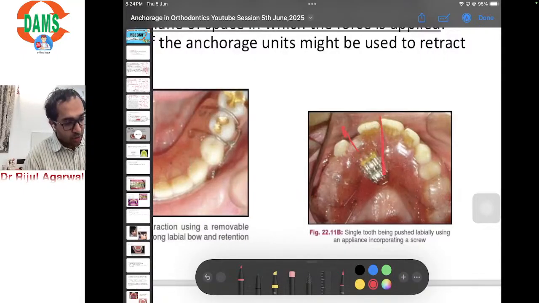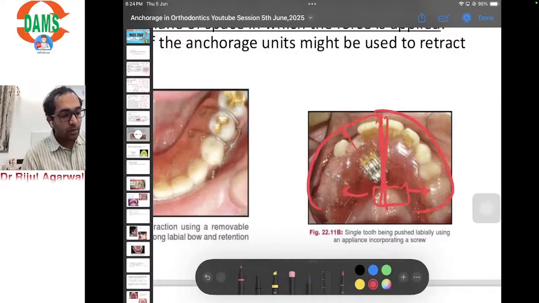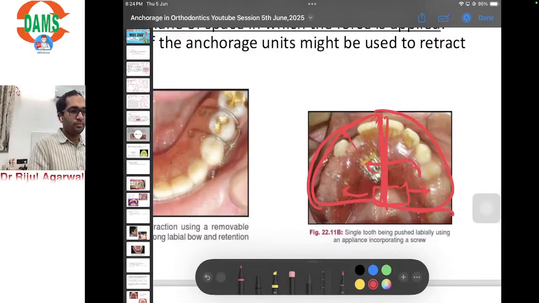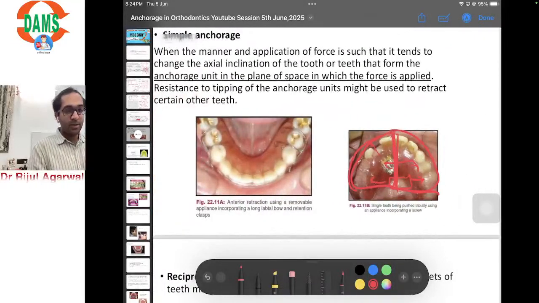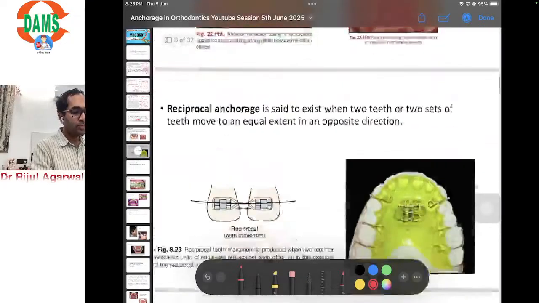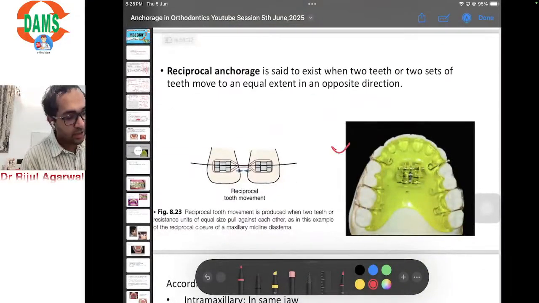You have to look for the purpose for which the expansion screw is being given. Had this expansion screw been in the midline, then it would have been an example of reciprocal anchorage. Why? Because equal size teeth are being opened up. Again, as I'm saying, don't blindly mug up examples. You need to understand the theory behind it. Just by changing the position of this jack screw from here to the midline, the whole concept changes.